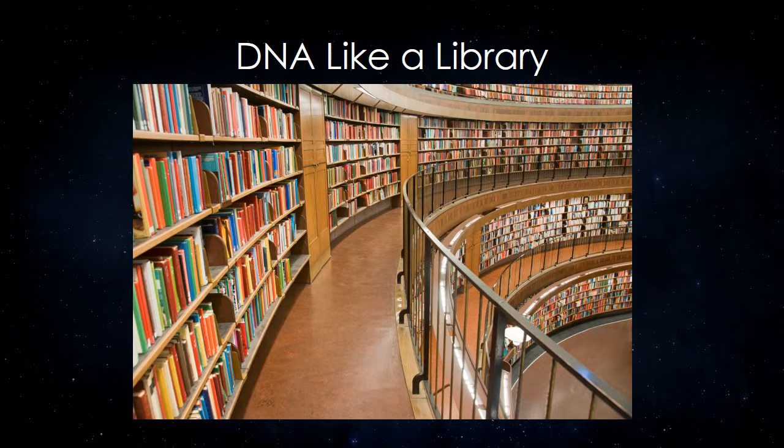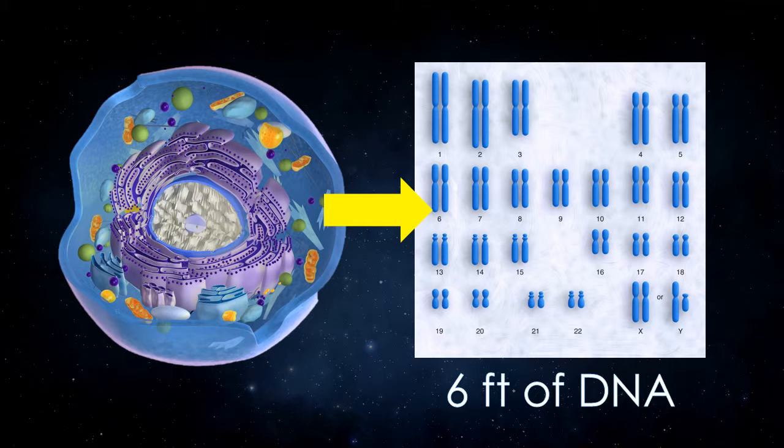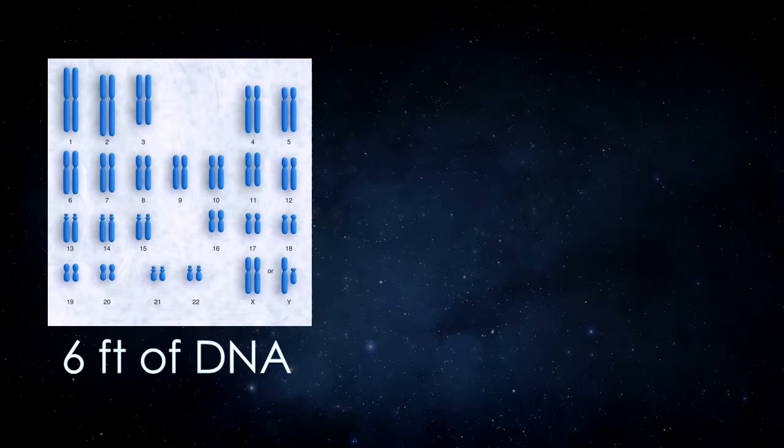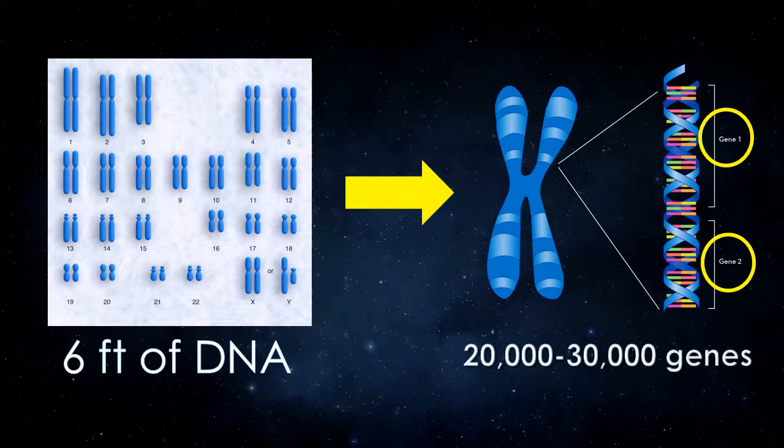Sometimes we say that DNA is like a blueprint, but it's really more like a library filled with blueprints for making all kinds of biological machines and larger structures within living organisms. Each cell contains 6 feet of tightly coiled DNA. It's difficult to know for sure, but it has been estimated that a full set of human chromosomes contains between 20 and 30,000 genes.